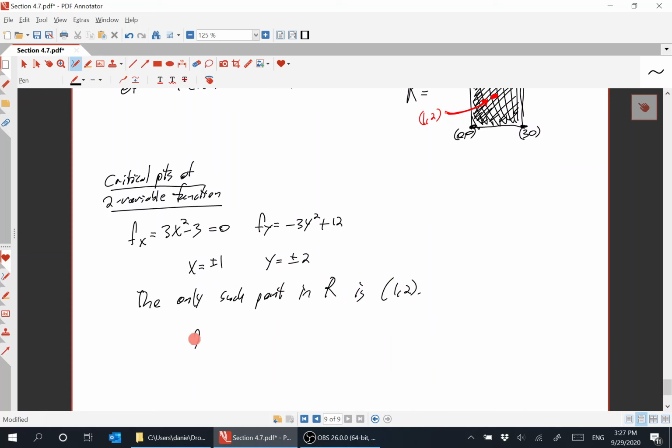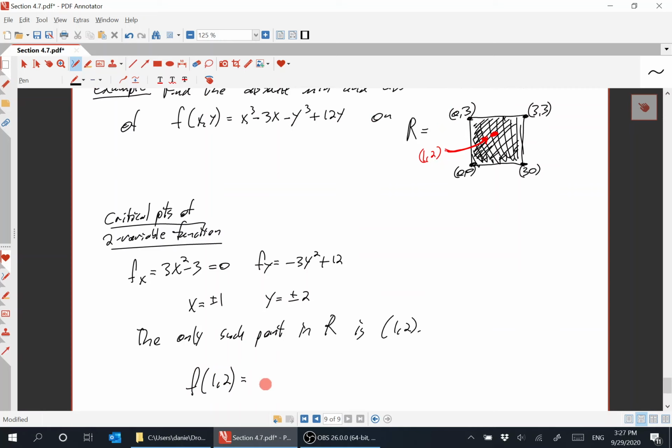So now stick that into the function. See what the value is. So we have 1 minus 3 minus 8 plus 24 is equal to, so it's 25 minus 11, 14. So the value of the function f at that critical point is 14. Now we need to look at f on the boundary. Okay, the boundary consists of 4 separate sides.